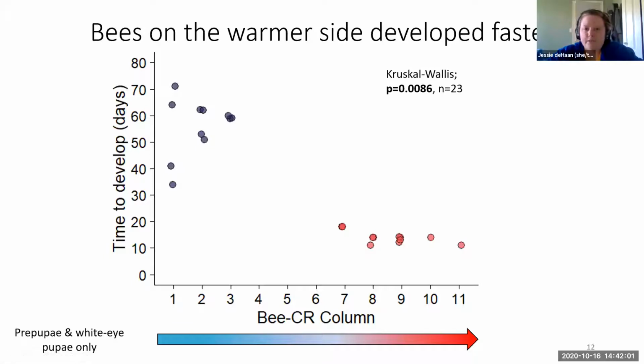We can see bees placed on the warm side of the BCR develop significantly faster than bees placed on the cool side of the machine. And this result matches my prediction, but it also shows that the BCR is a viable way to study the relationship between temperature and development in small insects.